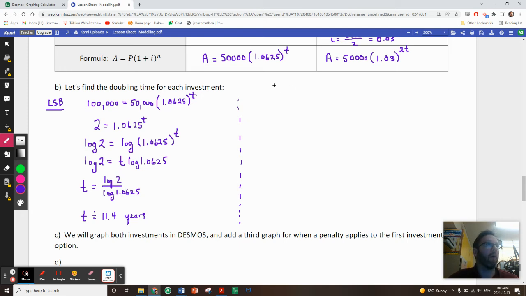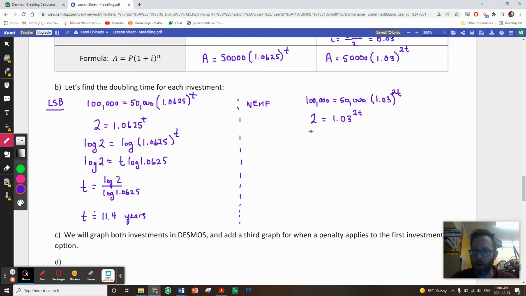And then for our second one, the Northern Equity Mutual Fund, we're doing a similar process. 100,000 equals 50,000 times 1.03 to the power of t. Arguably, it's the same steps. We're just replacing 1.0625 with 1.03. I need my 2 there. Again, if you can cut down on the steps, that's okay. I'm going to show all the steps just to be safe here.